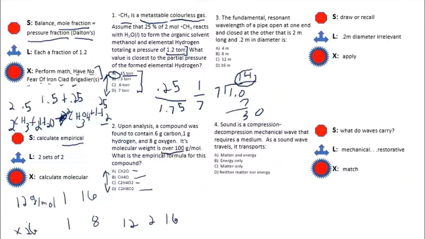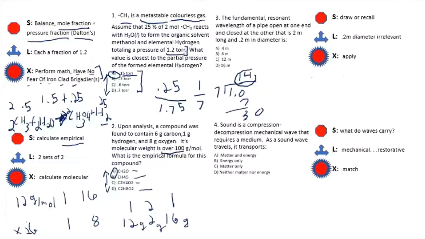Then we divide the gram values by the gram per mole values, and that should give us a value of 1 carbon. 2 divided by 1 is 2 hydrogens. 16 divided by 16 is 1. So we get a ratio of 1 carbon to 2 hydrogens to 1 oxygen. And that clearly aligns to answer selection A.